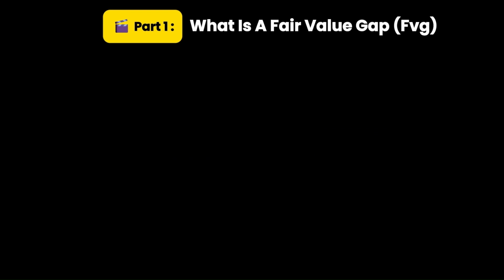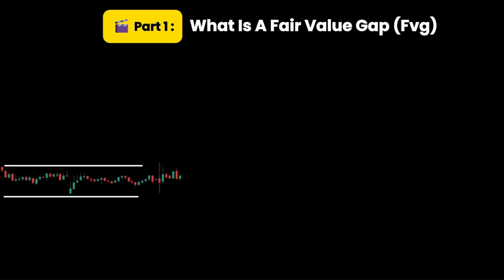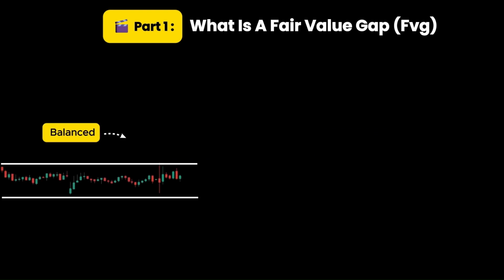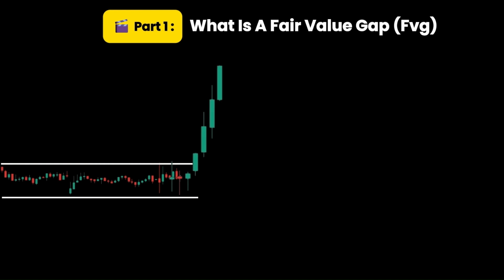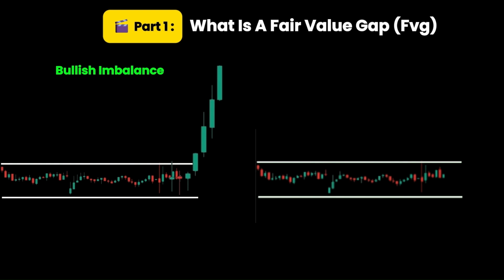Here's how it works. When buyers and sellers are roughly equal, the market stays in a balanced state. But the moment buyers suddenly outnumber sellers, the market breaks that balance and shoots upward, moving from balance into an imbalanced state. This creates a bullish imbalance as buyers push the price up rapidly. On the flip side, when sellers significantly outnumber buyers, they drive the market down quickly, creating a bearish imbalance.